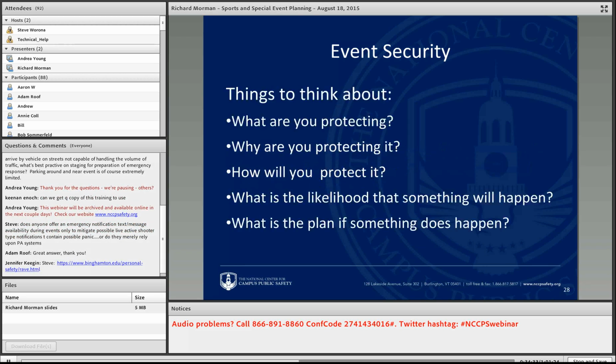Now this goes hand in hand with what we were talking about earlier. Things to be thinking about as you continue your planning are: What are you protecting? Why are you protecting it? How will you protect it? And what's the likelihood, and there's that likelihood term again, that something's going to happen? And what's the plan if something does happen? This is just going to assist you in developing your staffing plan as you proceed.